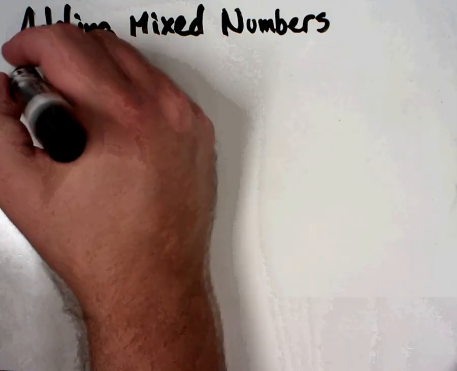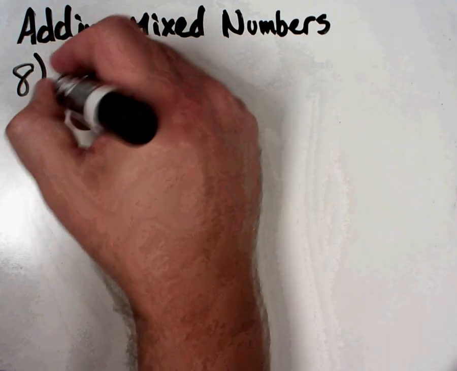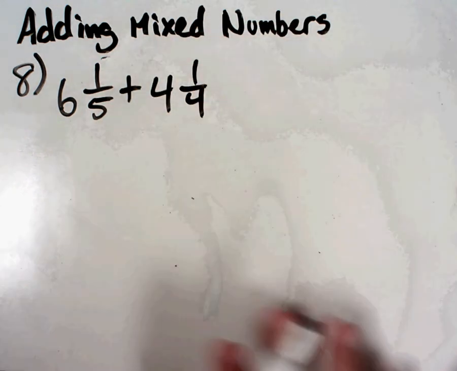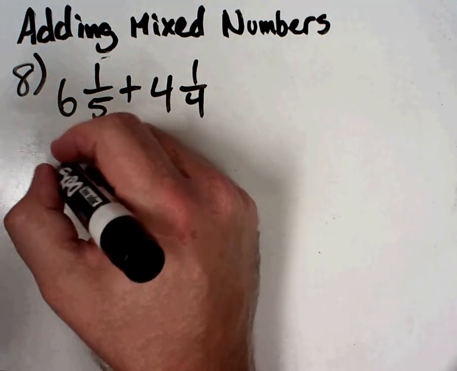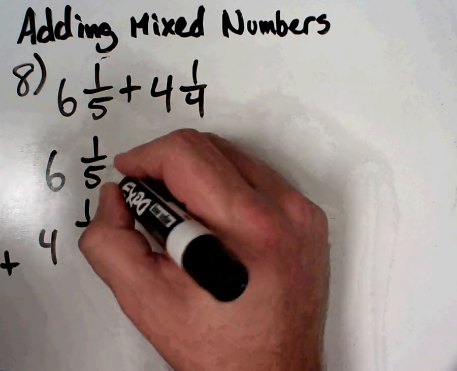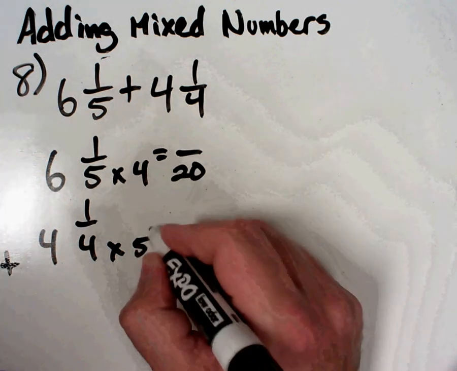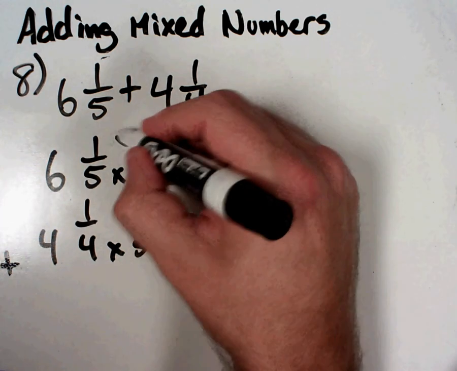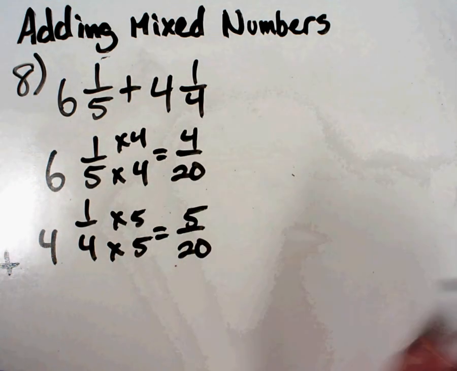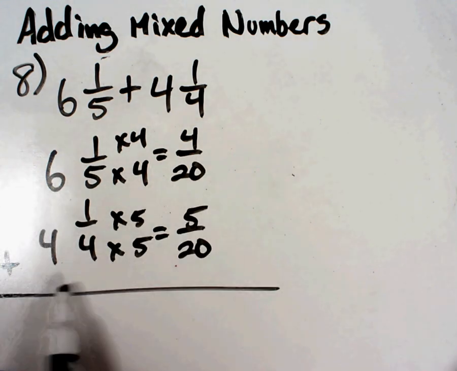All right, number 8. Number 8 is 6 and 1/5 plus 4 and 1/4. So I'm going to multiply my denominators to get my common denominator, which will be 20. Whatever I do to the denominator, I must also do to the numerator. So I end up with 6 and 4/20 plus 4 and 5/20.